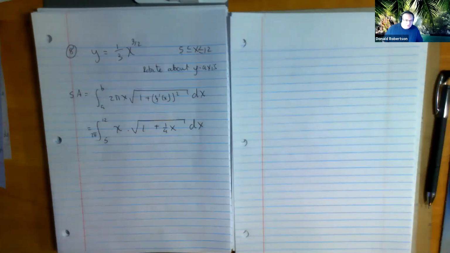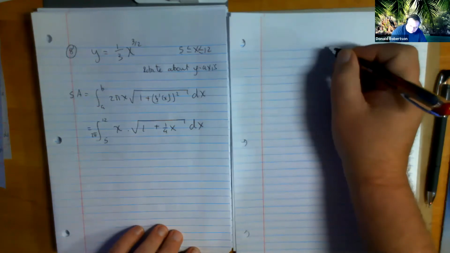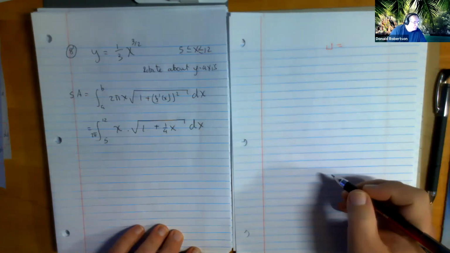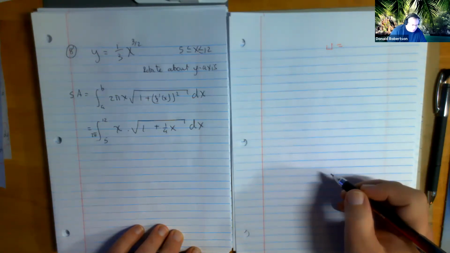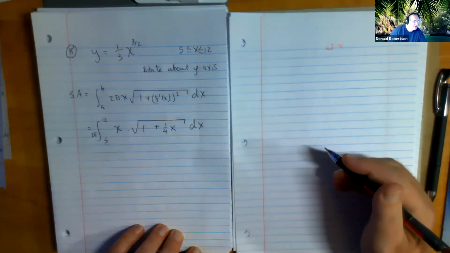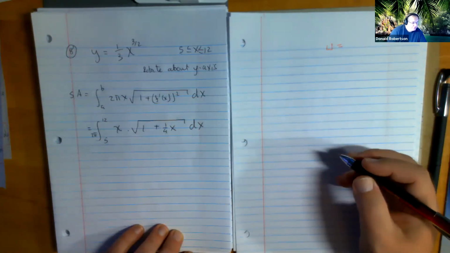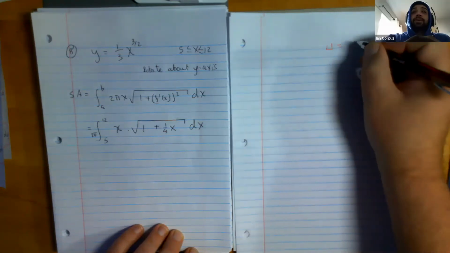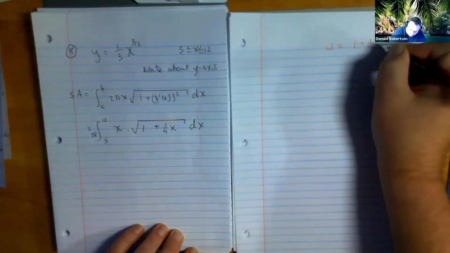What should you use as a U sub in a question like this? Because it's a little bit weird. The choice of U sub is not a little bit weird. It's the math that comes later that is. So what's the U sub? It's just going to be 1 plus a quarter x, the whole thing. Yeah, agreed.